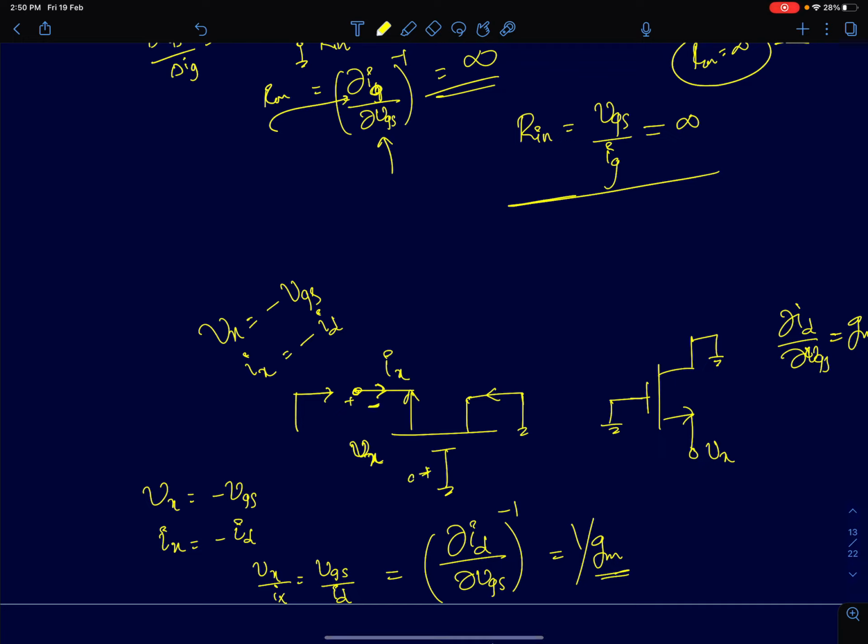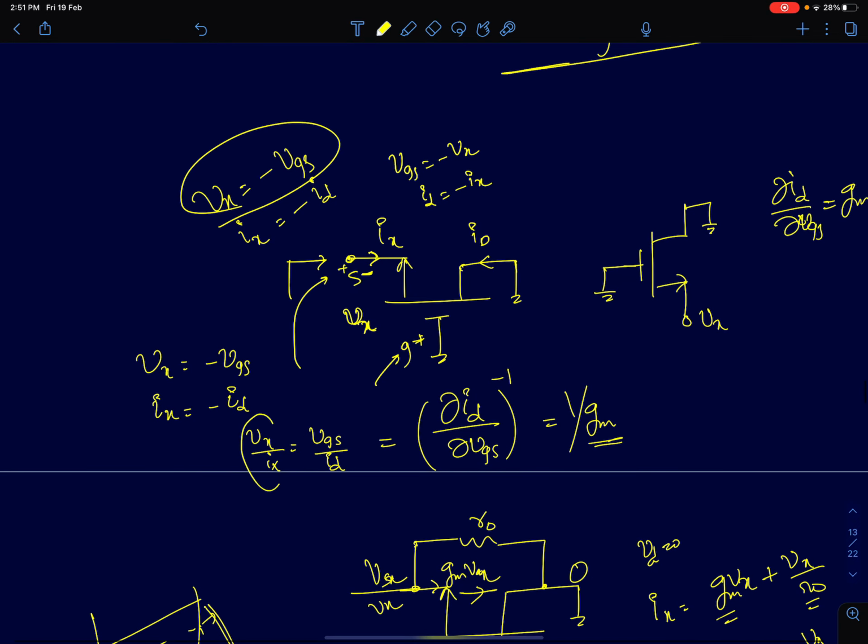If you ignore r0, Vx is simply nothing but minus Vgs. Vgs is the gate voltage minus the source voltage, so Vgs will be minus Vx. So I can write Vgs as minus Vx and Id as minus Ix, because the drain current flows from drain to source, so Ix is minus Id. If I take the ratio of Vx by Ix, that will be minus Vgs by minus Id, which is simply equal to Vgs upon Id.